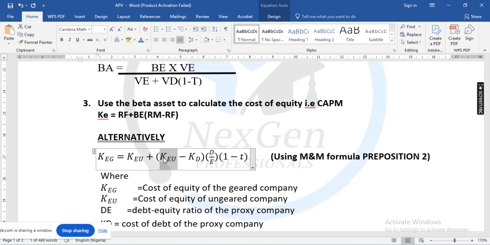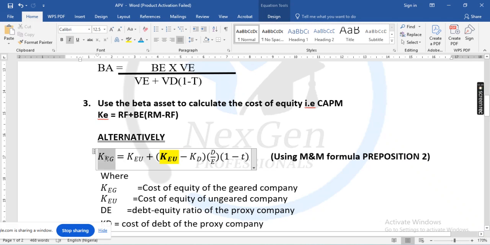Now, which means that the cost of equity, you want to determine KE, which is this. That is what you want to do because you want to determine the cost of equity of the ungeared company. Now, when you want to determine the cost of equity of the ungeared company, you have to make this the subject of the formula, which means that the cost of equity of the geared company will be given to you in the question. The cost of equity of the ungeared company will not be given to you, which you are looking for.